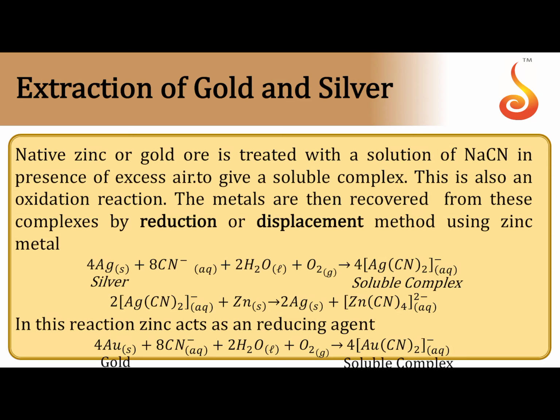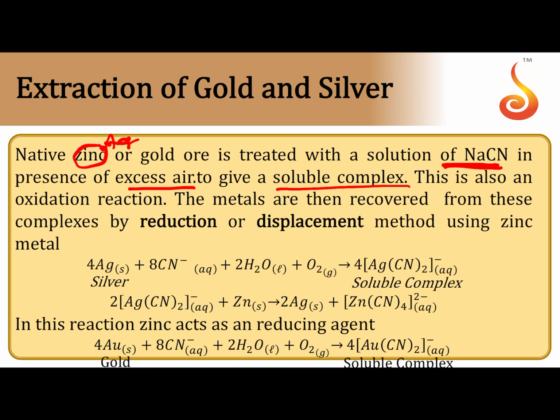Next, extraction of gold and silver, a very important method. Native silver or gold ore is treated with a solution of sodium cyanide in the presence of excess air to give a soluble complex. When mineral impurities are there, gold or silver may be in native state, but along with other impurities it is present.